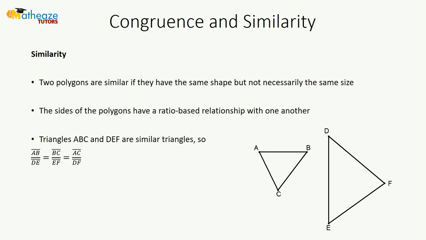Now, let's take a look at similarity. For two polygons to be similar, they have to be the same shape, but they do not have to be the same size. What we have in this case is a ratio of the side of one shape to the other shape. For example, the ratio of the length of AB to DE must be consistent with the ratio of the length of BC to EF and then AC to DF.